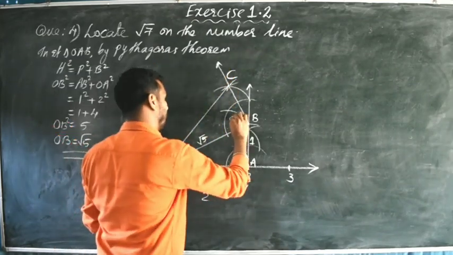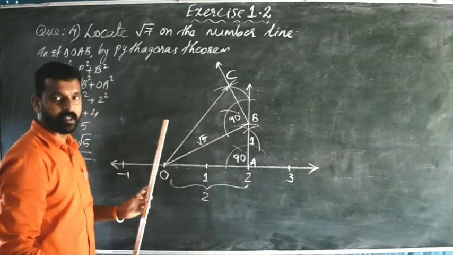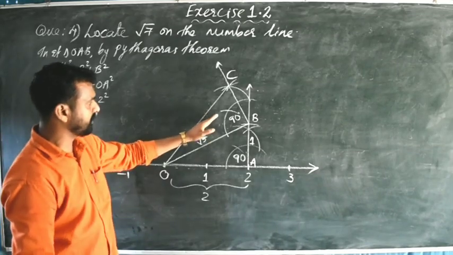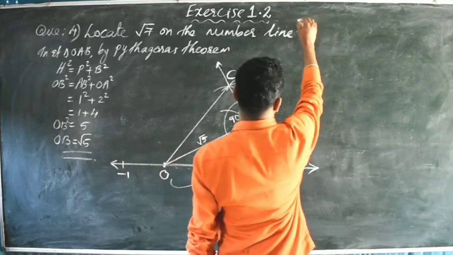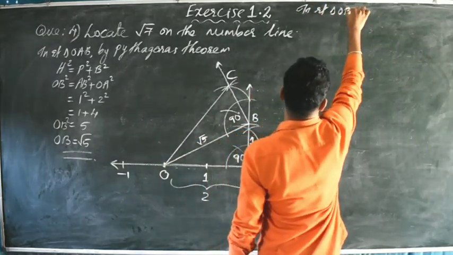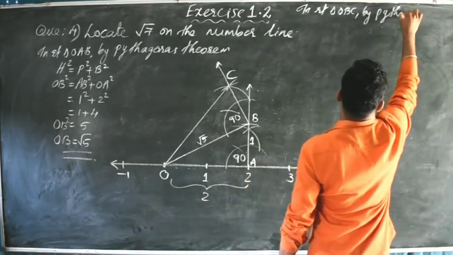Again we made it 90 degree. So OBC is a right angled triangle. Now we will use Pythagoras theorem in this right triangle to find out OC. That is, in right triangle OBC by Pythagoras theorem.